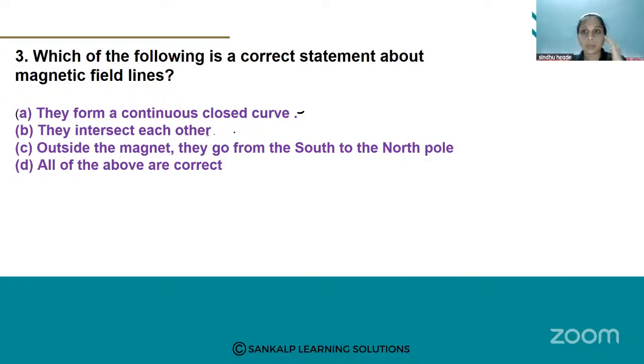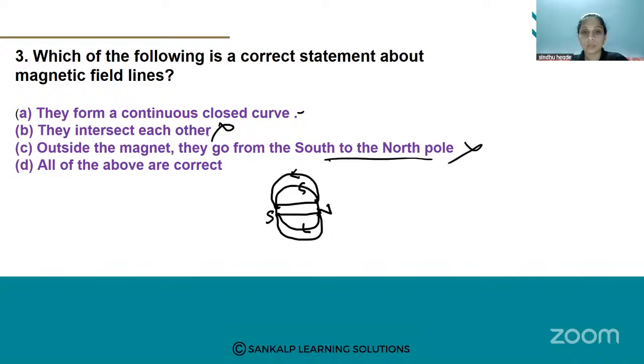Just remember the properties of magnetic field lines. We know that they never intersect each other. In a bar magnet, how do they form? It is from north to south, right? We always say field lines are from north to south. So they never overlap or intersect. That B option is wrong. And C one, outside the magnet, they go from south to north. No, this is also wrong. They always go from north to south outside only.